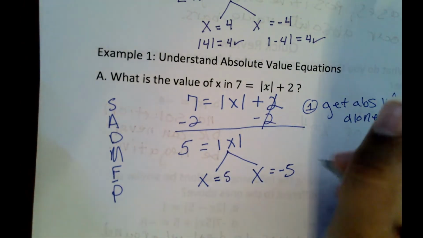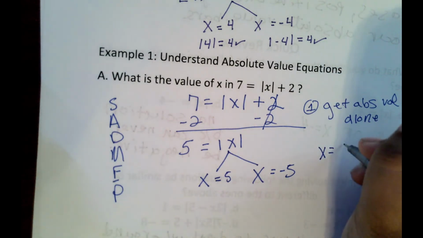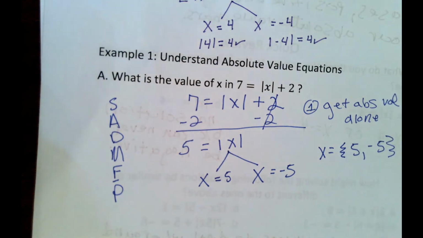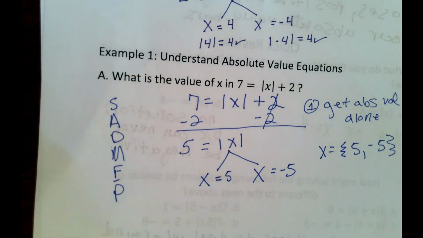That's fine, but you also may see this written in your exams as 5 and negative 5 with the little squiggly brackets. Either way is fine. I don't care which way you write it, but I just wanted you to be aware of the two ways it can show up.